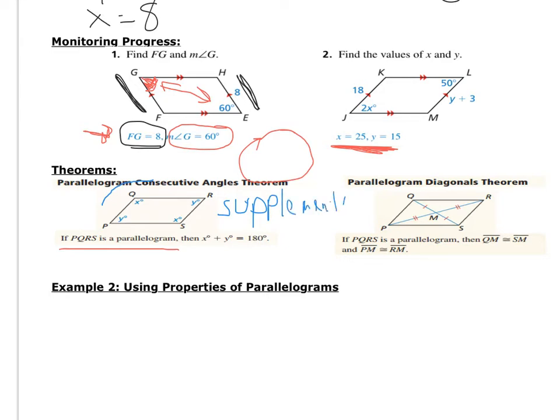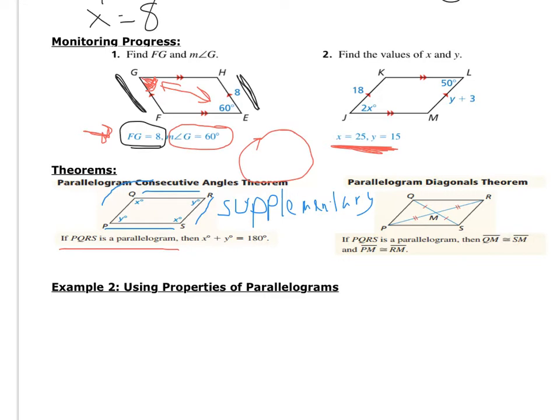I'm running out of room. Okay? So, and then if I go from Q to R, aren't those consecutive angles? And again, they're going to be supplementary. And if I keep going, R to S, they're consecutive, they're supplementary. And then when I go S and get back to my starting point P, those are supplementary.